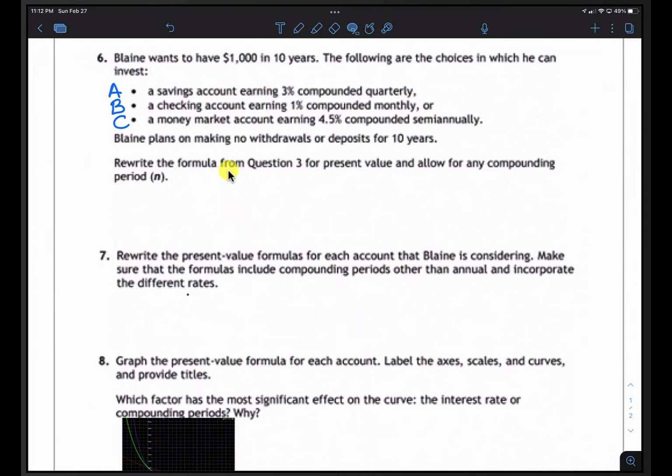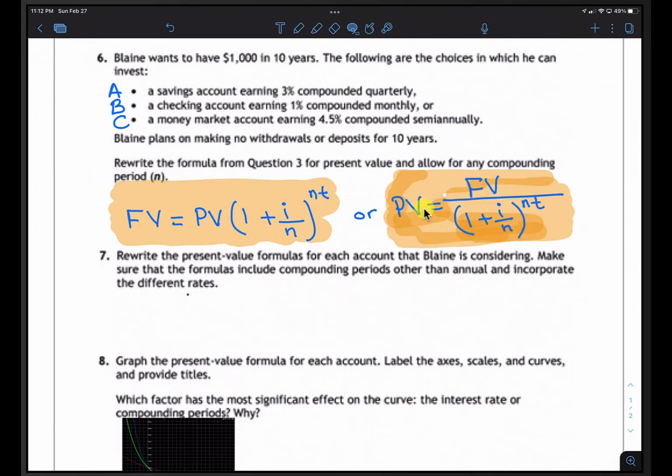It says rewrite the formula from question 3 for the present value and allow for any compounding periods. Okay, so you remember the formula, the future value formula is PV times (1 plus i over n) raised to the nt. And then the PV, if you solve for PV, present value, it would be the future value divided by all of this in parentheses. Okay, number 7, rewrite the present value formulas for each account that Blaine is considering. Make sure that the formulas include compounding periods other than annual and incorporate the different rates.